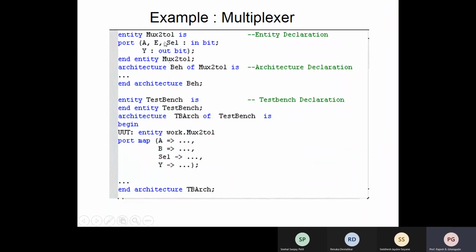So this actually happens to be in the work package. So we'll have entity work.mux221. It will be referring to this particular entity. And then the port mapping will happen. This is how you declare the entity and architecture for the unit under test as well as for the test bench.